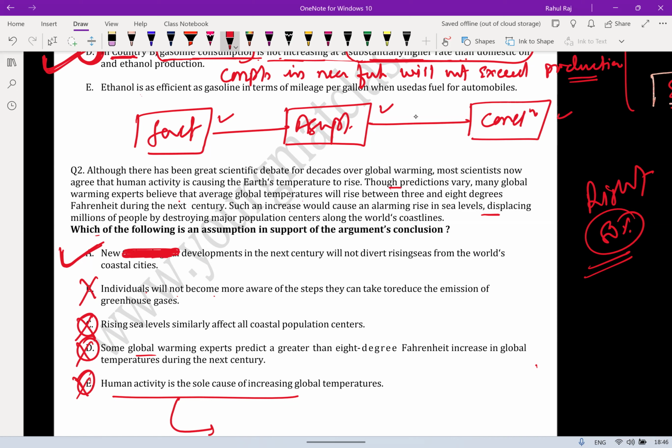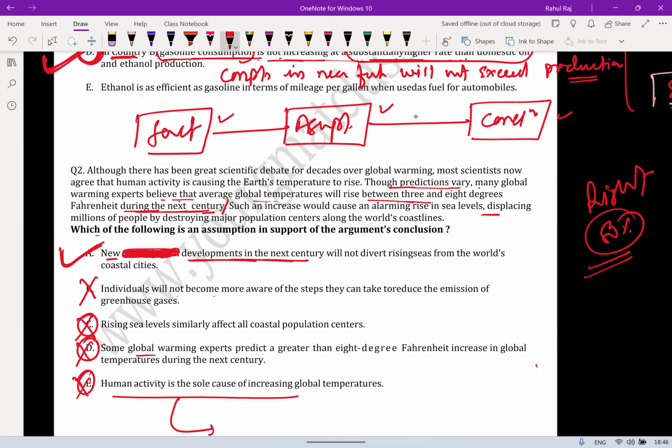Now come down over here. Let me read. Though predictions vary, many global warming experts believe that average global temperature will rise between 3 to 8 degrees Fahrenheit during the next century. Now, next, new development in the next century. Tell me, is it 100% within the scope? Yes or no, Malvika? Yes. Okay.